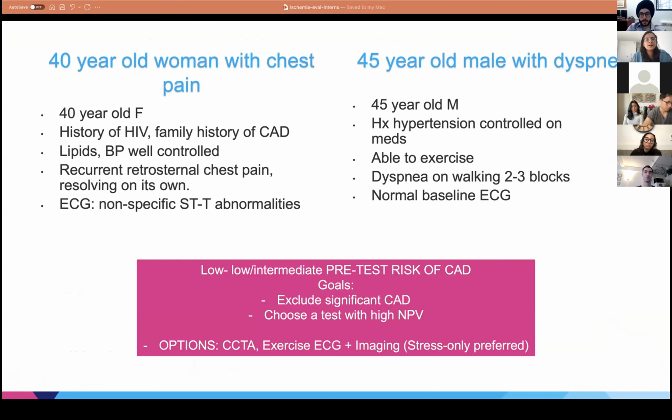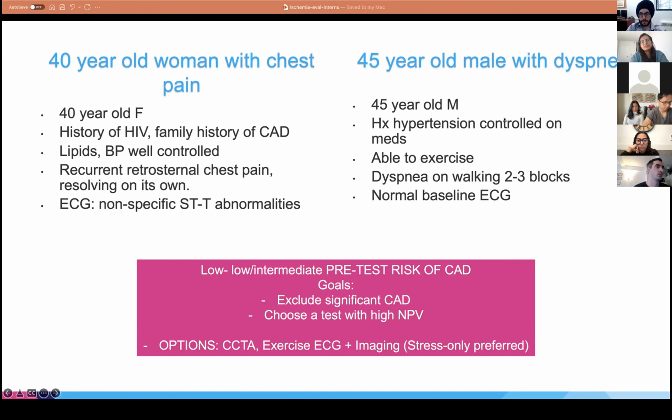So let's look at a couple of examples. On the left, we have a 40-year-old woman who presented with chest pain. She had a couple of risk factors: a history of HIV and a family history of coronary artery disease. However, her lipids and blood pressure are well controlled, and she presents with some retrosternal chest pain that keeps coming back off and on, and it has not been resolving, and she's concerned about that. The ECG you do in the clinic doesn't really show any major abnormalities.